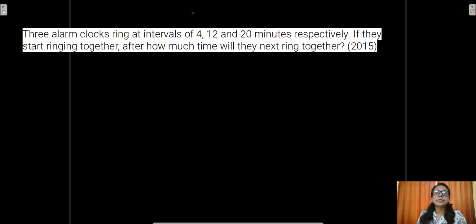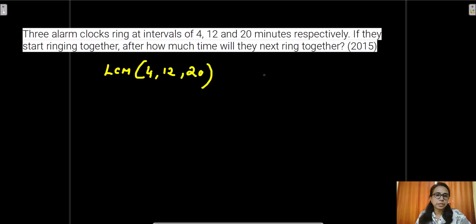So you have to find out the LCM. What is the LCM of 4, 12 and 20? We have to find out the LCM of 4, 12 and 20. Don't find the HCF, children. HCF is actually 4 minutes. They will not ring together after 4 minutes. Not at all possible. This third one is ringing after 20 minutes. So always you want to find out the LCM in this case.